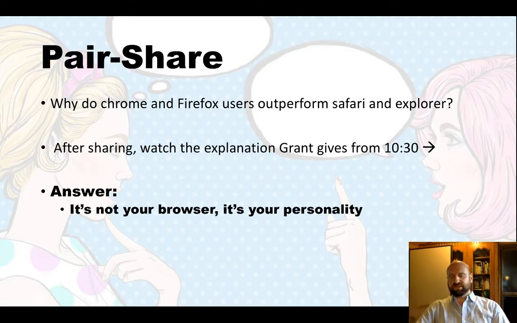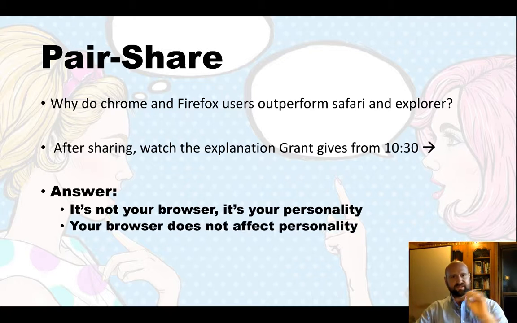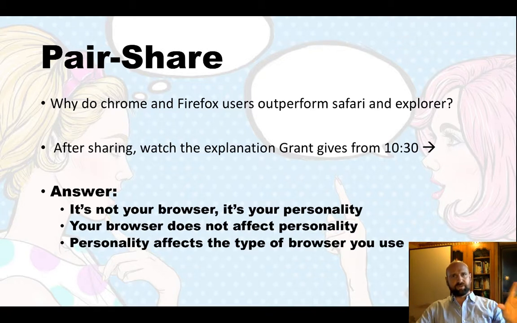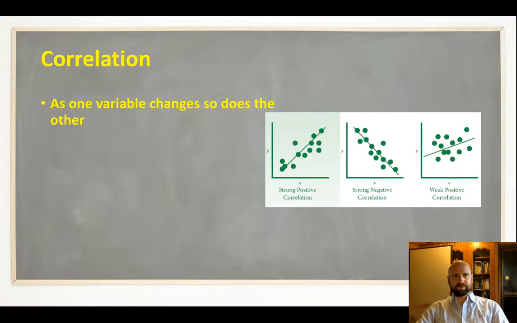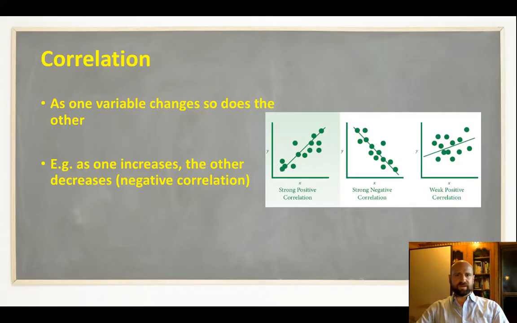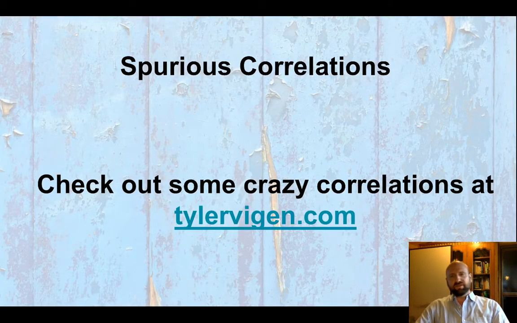And what he says is, it's not the browser that affects the personality or job performance. It's the fact that it's your personality. So the type of person you are, who's going to work hard and have higher job performance, is going to affect what browser you choose. So this is a good example of bidirectional ambiguity and a good time to explain that new concept. Here a bit of chalk and talk about correlations, what they mean. Real basic introduction.